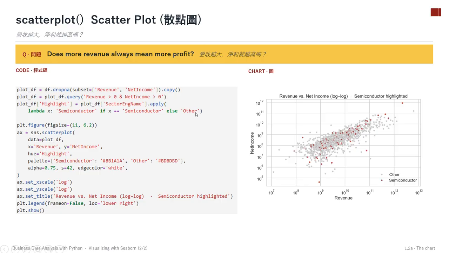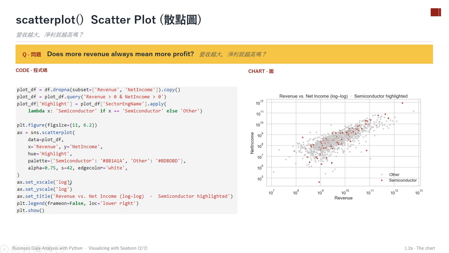So now in our data frame, we have a new column, highlight. So we want to check plot_df, sector English name. We want to check all the sector English names. If today their sector English name is equal to semiconductor, just give a label semiconductor. If not, just put other. So now we have the new column. This column is highlight. So highlight only has two types of data. One is semiconductor and the other one is other.